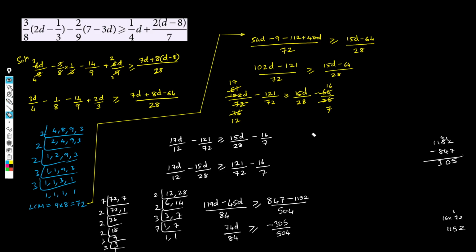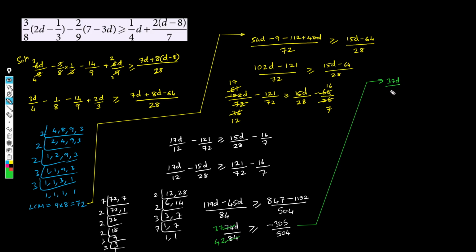Right. Now I'm going to erase all my working, which is towards the right. Let's proceed further with the question. What is 74 by 84? I can divide both numerator and denominator with 2. 2 3s are 6, 2 7s are 14, 2 4s are 8, 2 2s are 4. I'm getting 37D by 42, greater than or equal to minus 305 by 504.